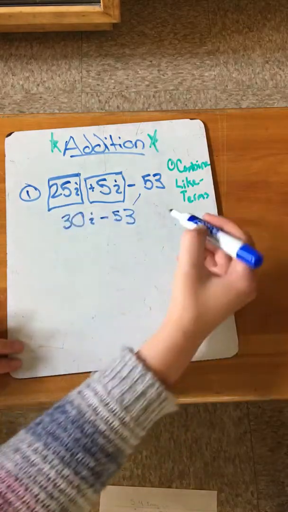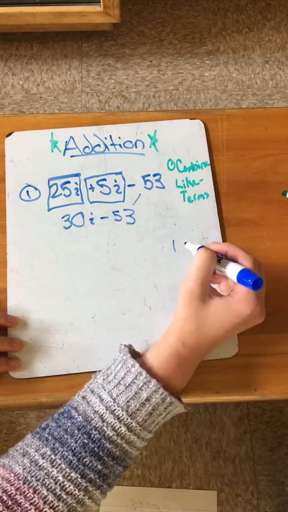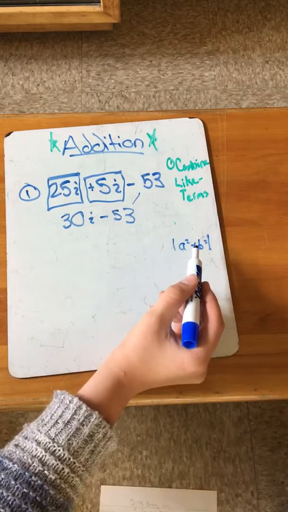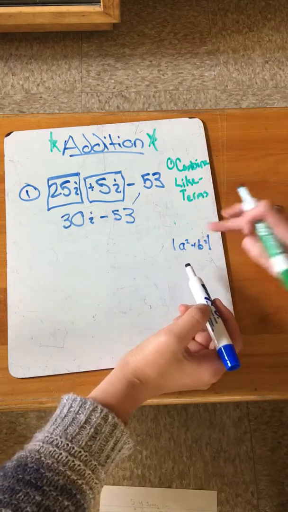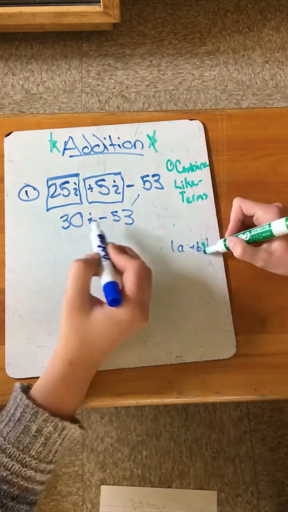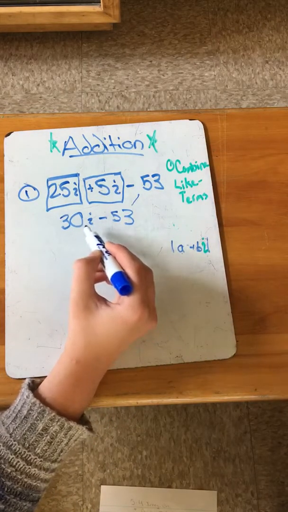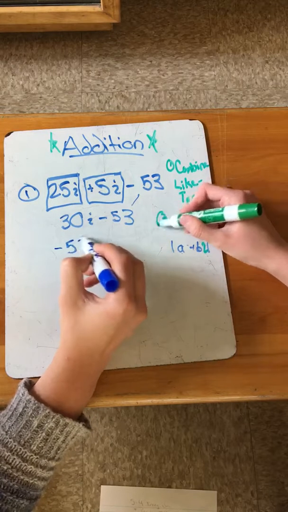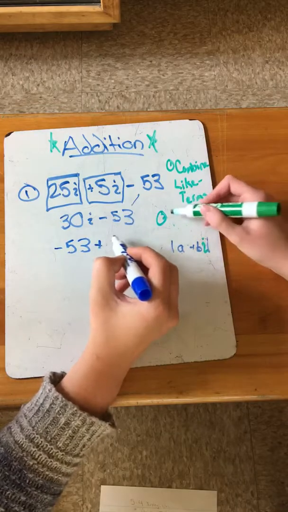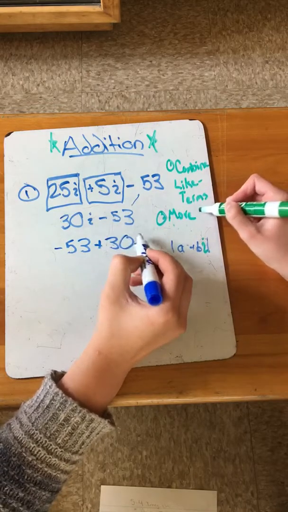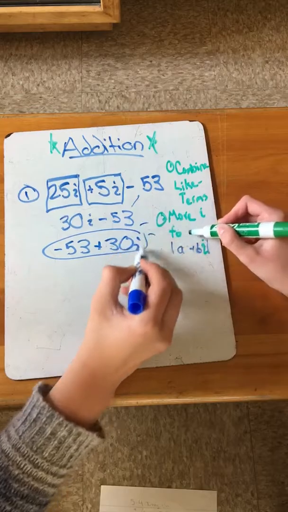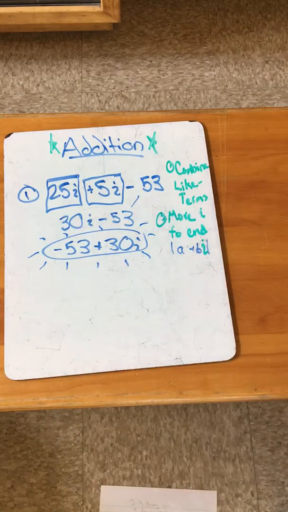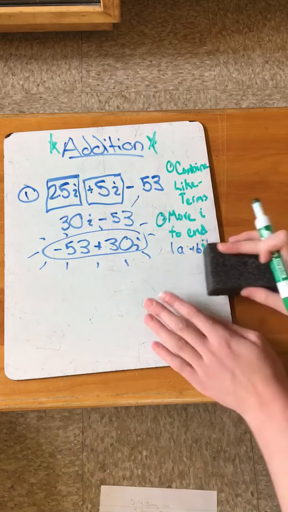And now you're going to want to still think about the a plus bi format. In this case, you have to put the 30i, because it's an i, at the end. So you're just going to switch it around until it's negative 53 plus 30i. And that's your answer. Now, for more clarity on this, let's try another example.